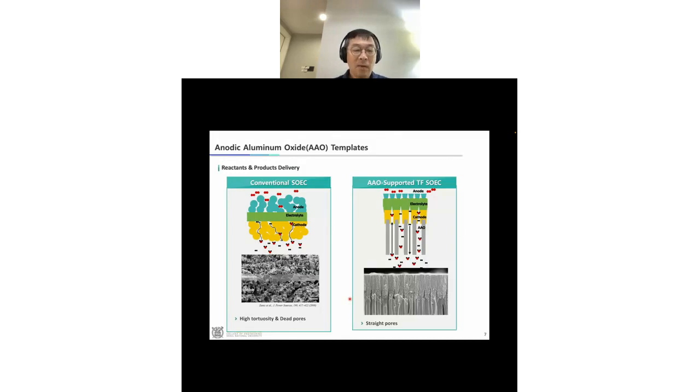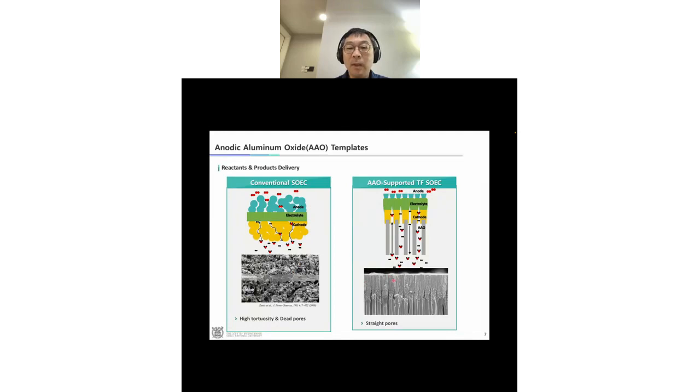So how do I do it? If you look at the conventional solid oxide cells, solid oxide electrolyte cells or solid oxide fuel cells, they are typically made of thick ceramic films, like zirconia here, typically tens of microns thick, and some millimeter thickness of the electrode structure.